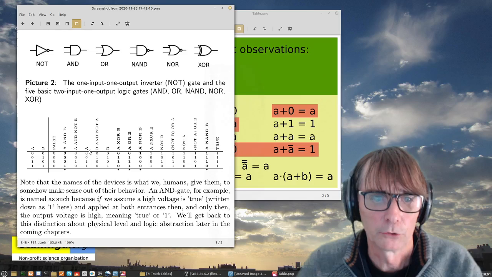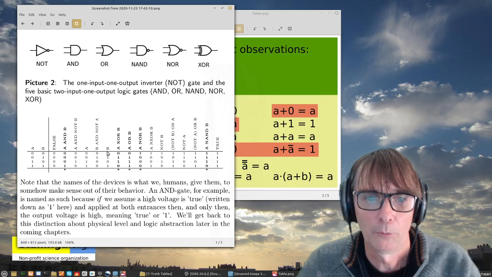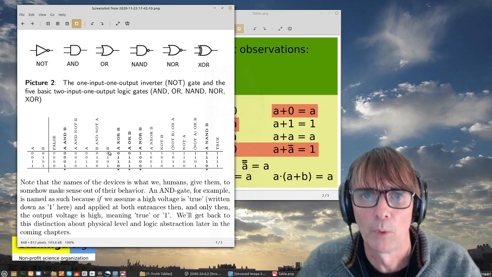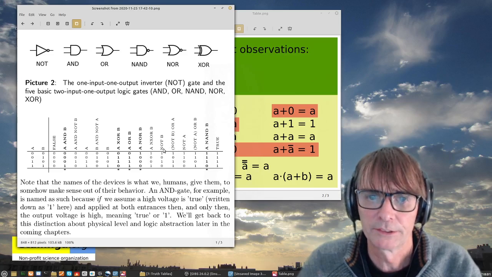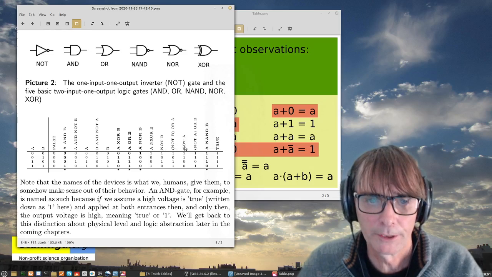You have here just copying A. The output is the copy of A. You have the output is a copy of B. I don't call it a gate. I call it just an electric wire. And we have things like not A and not B. These are the standard simple unary gates, which we already described.